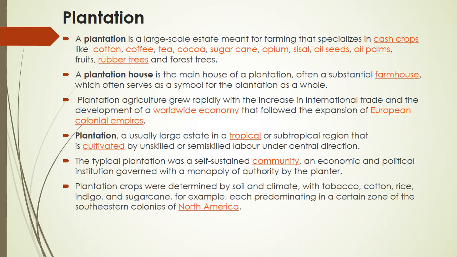Plantation is a large-scale estate meant for farming that specializes in cash crops like cotton, coffee, tea, cocoa, sugarcane, opium, sisal, oilseeds, oil palms, fruits, rubber trees, and forest trees. So, plantation is a type of agriculture which requires a large area, and this area has a specialization that it can grow the cash crops. Those crops are cotton, coffee, tea, sugarcane, etc.